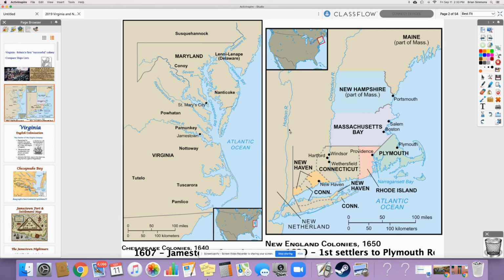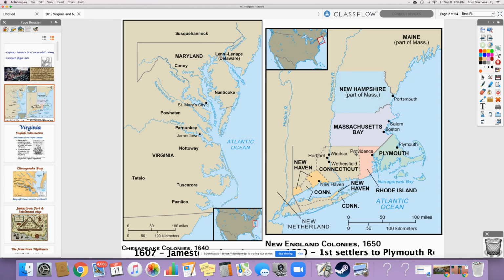The other major set of colonies we're going to be looking at are in New England. And when we look at New England, this is really what we're looking at right here. We're talking about what is today Massachusetts, Rhode Island, Connecticut. All of this is going to start to be settled in 1620, and it will continue to grow throughout the 1600s up through the 1700s.